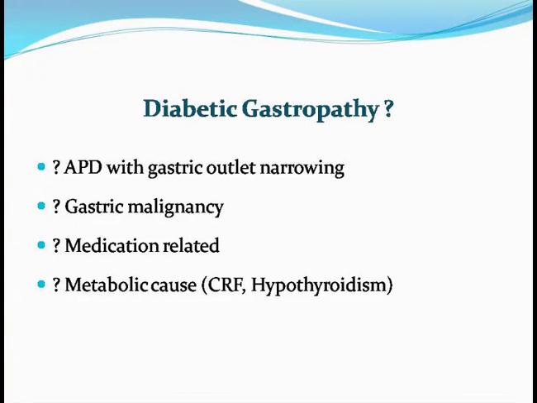However, one has to remember the important differentials. Could this patient have acid peptic disease with gastric outlet narrowing, giving rise to all these features? Could it be a gastric malignancy? Could the problem be medication related? Patients who are on anticholinergic drugs and various other opioid-type drugs can have problems which are quite similar to that. Or could it be a metabolic problem such as chronic renal failure or hypothyroidism?